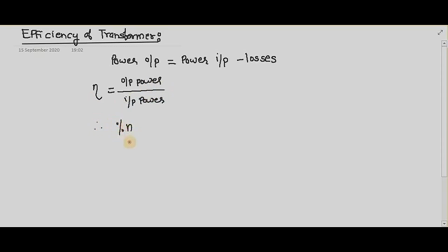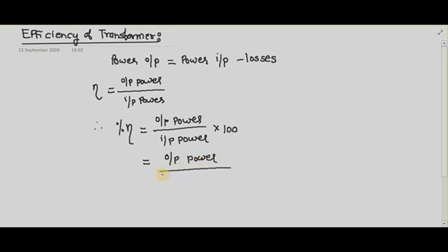percentage efficiency. Efficiency is denoted by eta and is equal to output power divided by input power into 100. So again I can write this as output power upon output power plus losses, into 100.